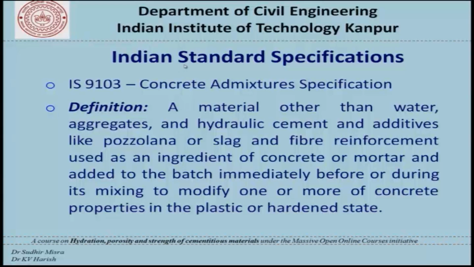The Indian standard specification for chemical admixture is provided in IS 9103. The definition of chemical admixture as per IS 9103 is as follows: a material other than water, aggregate and hydraulic cement and additives like pozzolan or slag and fiber reinforcement used as an ingredient of concrete or mortar and added to the batch immediately before or during its mixing to modify one or more of the concrete properties in the plastic or hardened state.